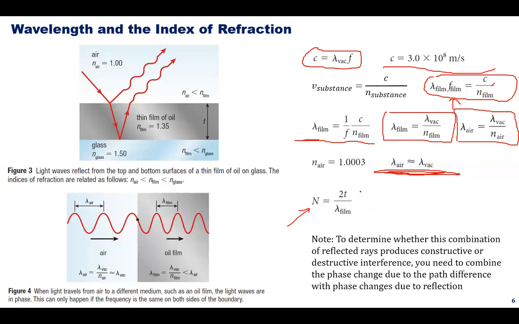You follow me? 2t is the total distance. Lambda_film is the wavelength of the light in the film. Then the ratio between these two numbers denotes the extra number of wavelengths this light travels in the film. For example, if N has a value of 4, the ray will travel 4 complete extra wavelengths compared with the ray reflecting off the top of the film, which is for this reflected light here.